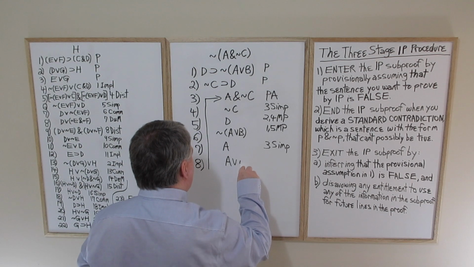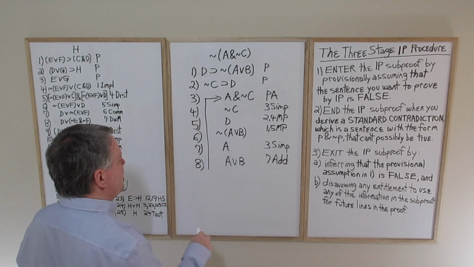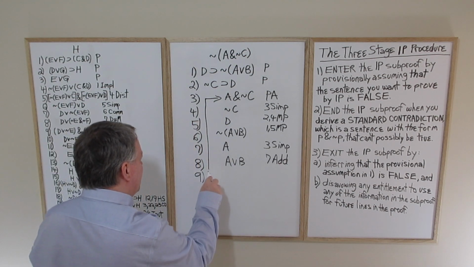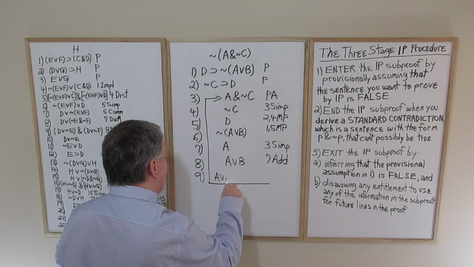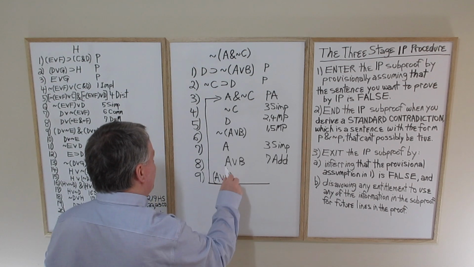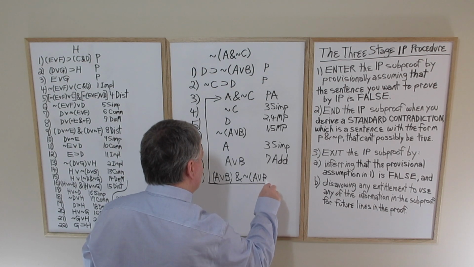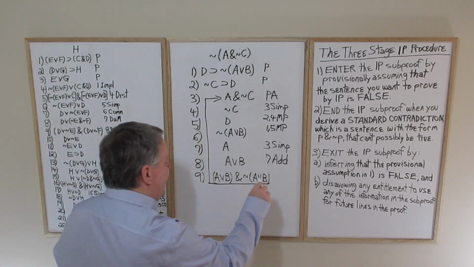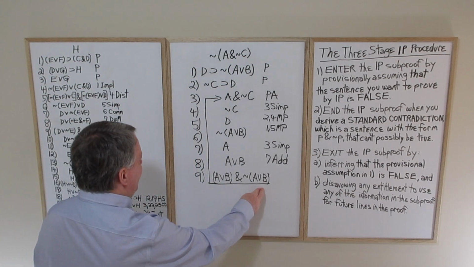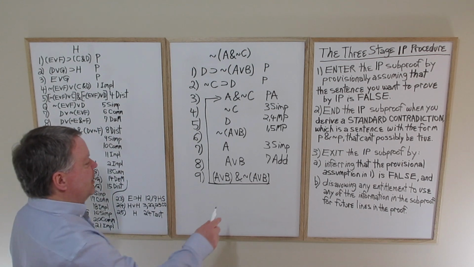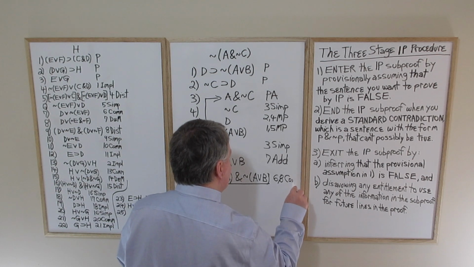Having A, we can do 7 addition to get A or B, so that we can end the IP subproof on line 9 with the standard contradiction A or B and tilde A or B. That's a standard contradiction as well. Any sentence as the left conjunct, that exact same sentence with the tilde in front of it, as the right conjunct. So that's 6, 8, conj.